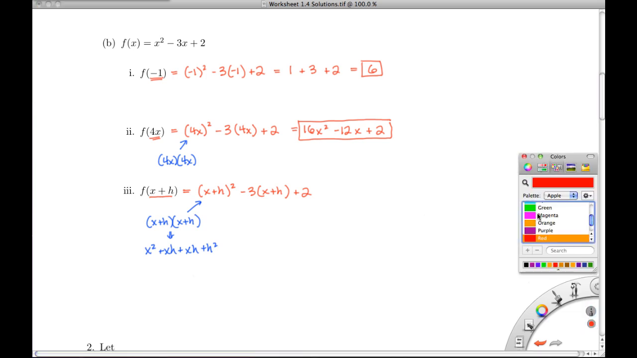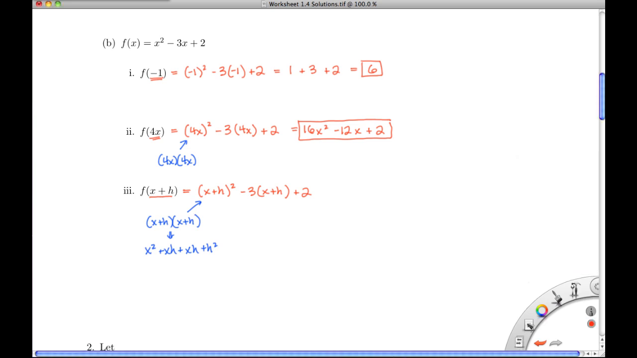So we'll go ahead and collect that up here. We've got x squared. These two terms will combine to just be 2xh, and then we've got plus h squared. Now we're going to distribute that negative 3. So we've got minus 3x minus 3 times h, and then plus 2. So this is actually our solution here.